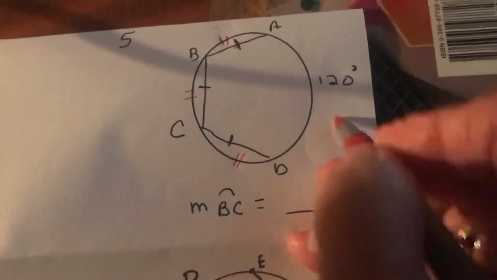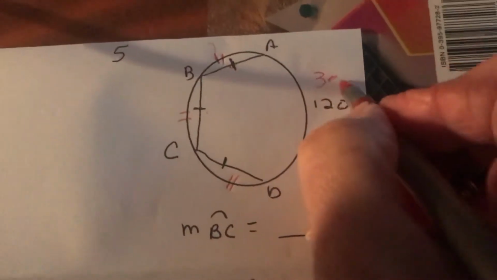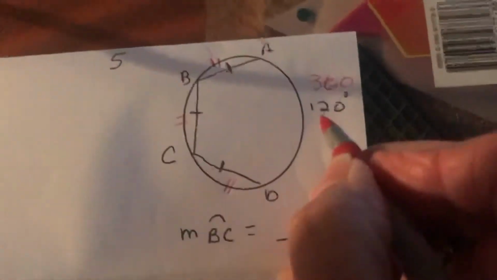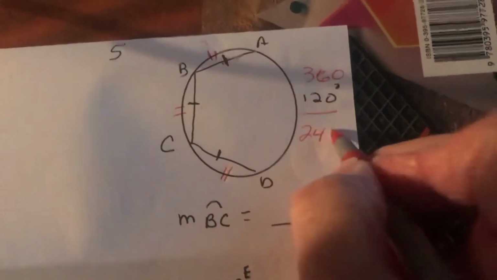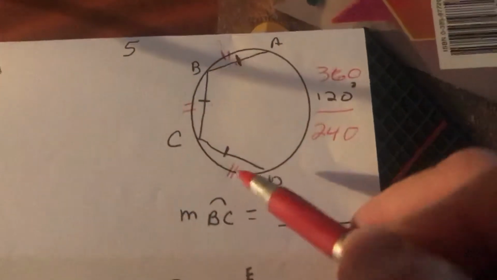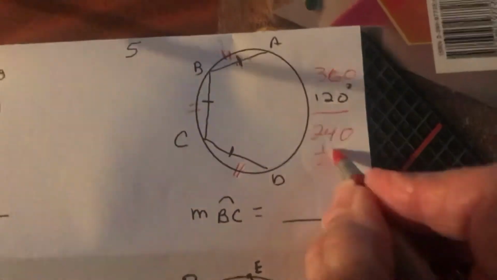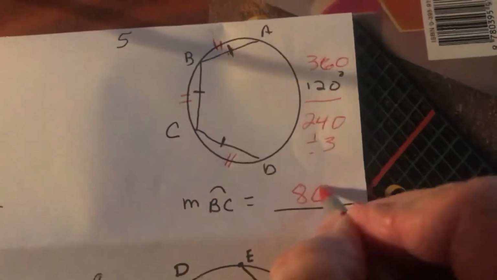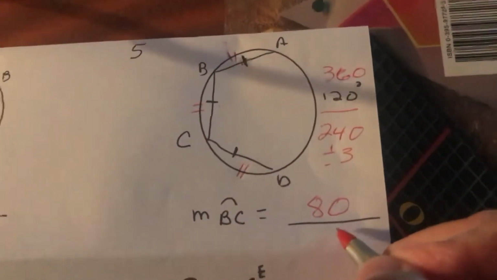When I subtract 360 minus 120, I get 240, and that will be divided into 3 because I have 3 congruent arcs. 240 divided by 3 makes 80. Each of those arcs is 80.